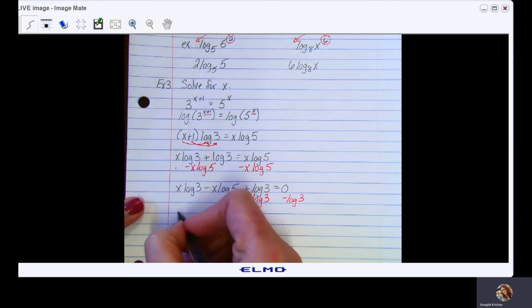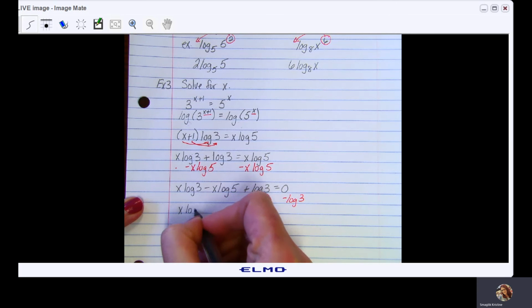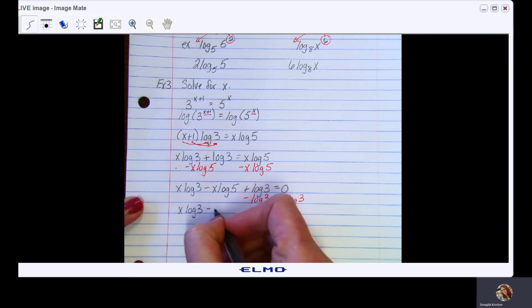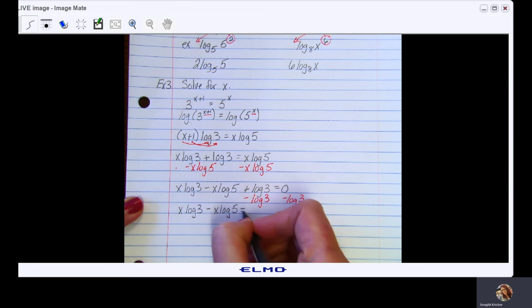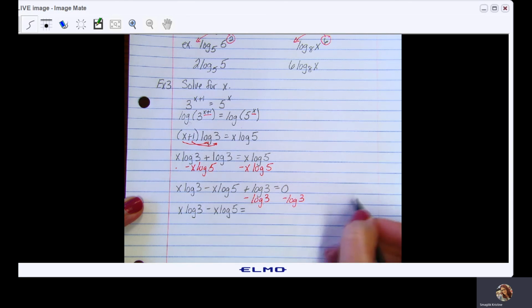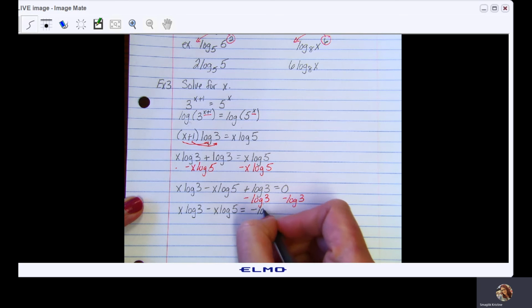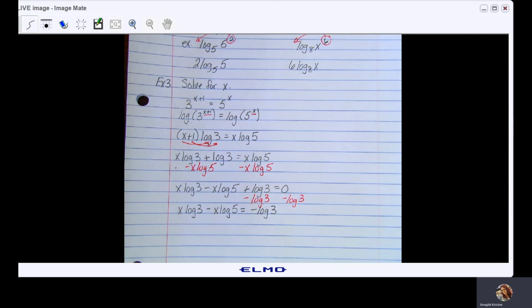I now have x log of 3 minus x log of 5 equals, they cancel out here, negative log 3. Okay, I'm still working to solve for x. I need to get x by itself.